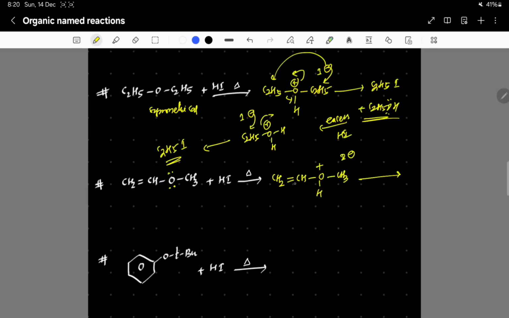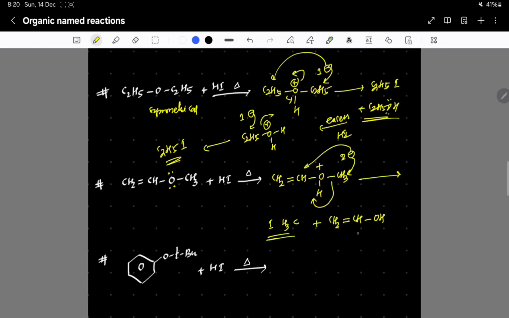Why? Because this is a vinylic position, right? Here partial double bond character is developed, that's why I- attacking here is a very tough task, student. So the bond cleavage happens like this, then I- will attack the methyl here, right? Now we will get the product CH2=CHOH, and one more product is methyl iodide, right?